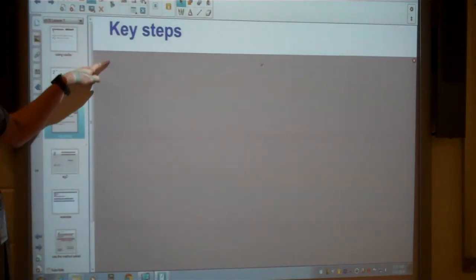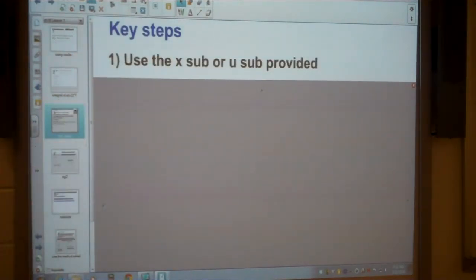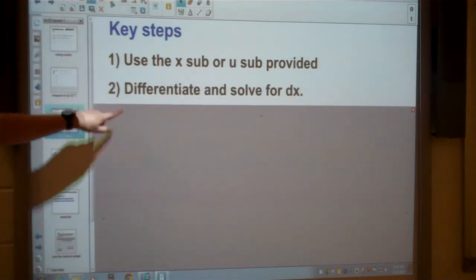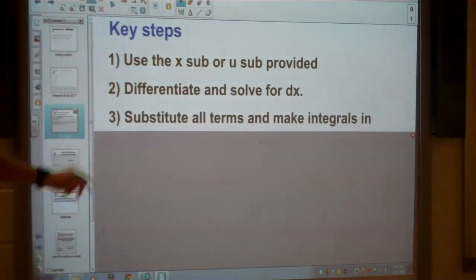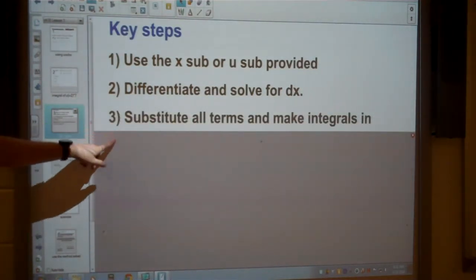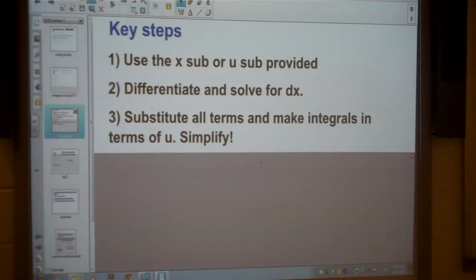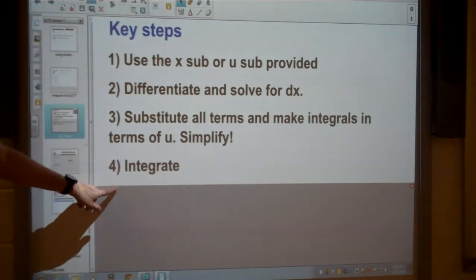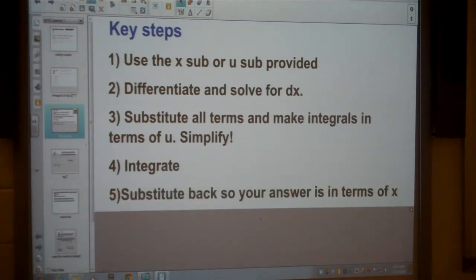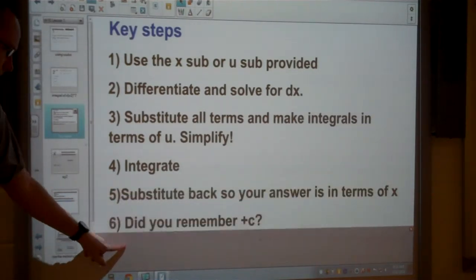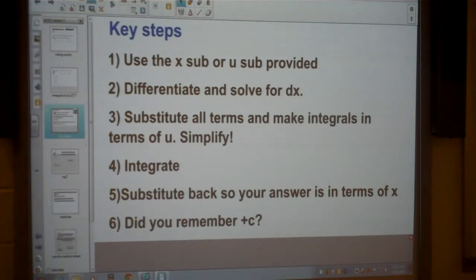Now, there are some key steps that we actually followed when we were doing those questions. So to summarise, the first thing that we did is we have to use the substitution provided. Just a reminder, if you use any other method than the method stated in the question, you automatically get 0 for that question. Differentiate the expression and then solve for dx. We then substitute all the terms and make sure that the integral is in terms of u and simplify. We then need to make sure that we integrate. We then substitute back so your answer is in terms of x. And also don't forget at the end of the question to put plus c just to finish that question off.